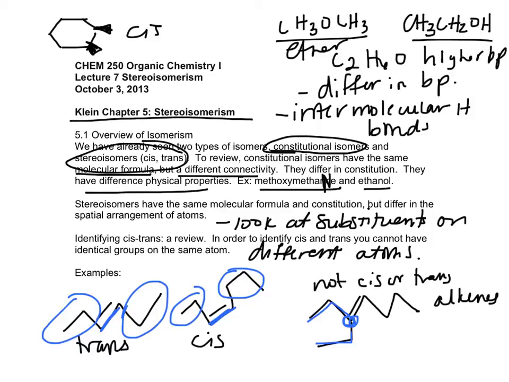Okay. So again, just to review, cis and trans is a type of stereoisomer, and stereoisomers have the same molecular formula, the same constitution, but they're going to differ in the spatial arrangement of atoms. So we're looking at differences in the 3D arrangement of atoms.